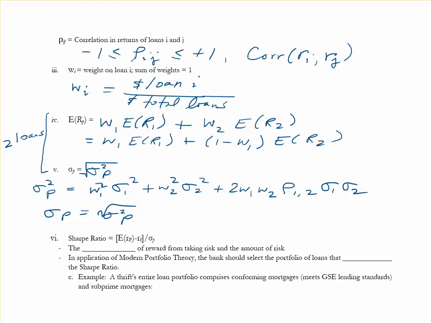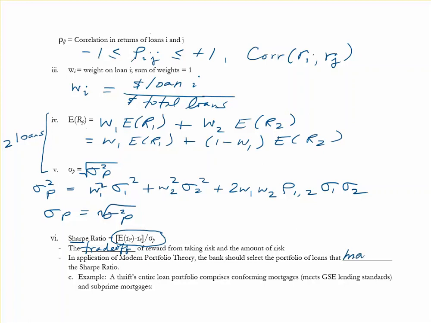Now, we can put together these two statistics to calculate something called the Sharpe ratio. The Sharpe ratio is the trade-off of reward from taking risk and the amount of risk taken. So you see in the numerator there, it's the expected return of our risky portfolio minus the risk-free rate. So this is the expected gain over taking no risk. And then it's divided by the risk, which is the standard deviation of the portfolio. Now, in modern portfolio theory, we always select a portfolio so that the Sharpe ratio is maximized.